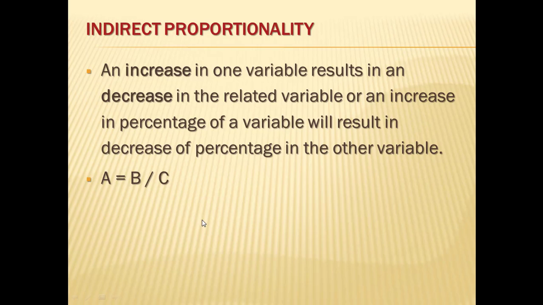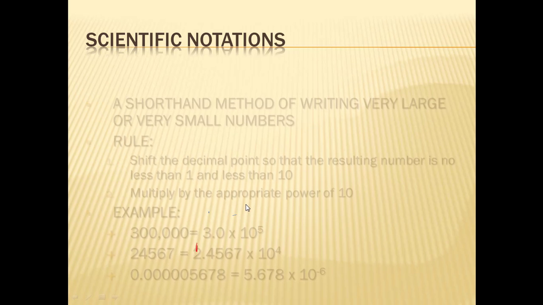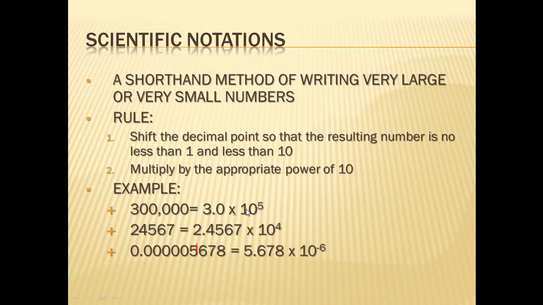Now let's go to indirectly proportional. Like we said, an increase in one variable results in the decrease in the other variable, and vice versa, or an increase in percentage of one variable results in the decrease in percentage of the other variable. So here A and C are indirectly related.